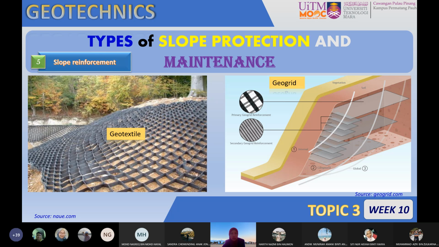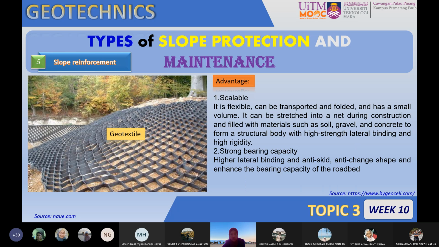Okay, the next one is using geogrid and membranes. This is another type of slope reinforcement. This is a byproduct. The advantage of using this slope reinforcement is that it is scalable. Scalable means that you can have different shapes of the product, whether hexagonal, in the shape of honeycomb, or rectangular or square. So it is very flexible, can be transported and folded, and has a small volume.